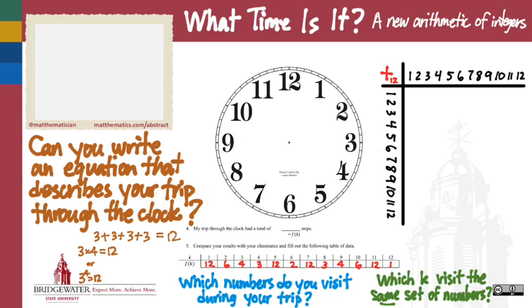But to get that started, what were some of the things you noticed as you took a number and then took a trip around the clock by adding that number to itself repeatedly? So did you notice any patterns? Which numbers did you visit during your trip? Which k's visit the same set of numbers? What were some of the patterns that emerged? So one of the first things that you said you noticed was that this table has a symmetry to it, right? That if I start in the middle at 6, if I take a step to either direction, I'm going to get the same.